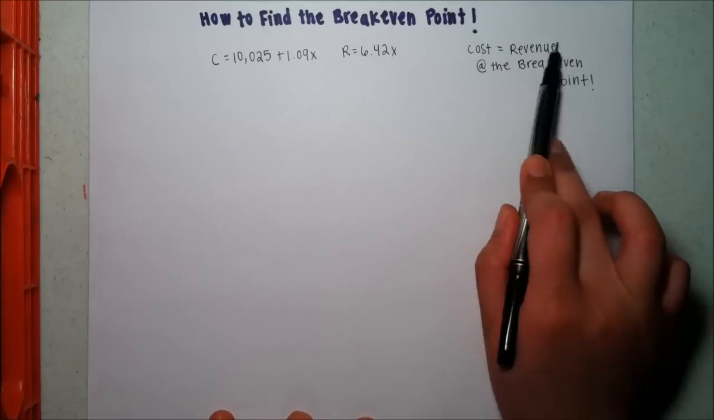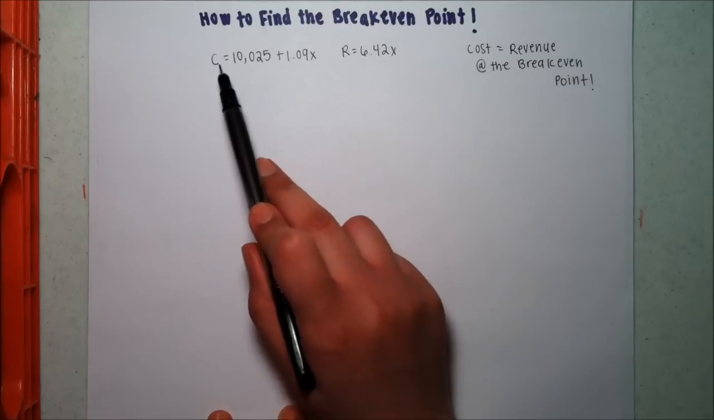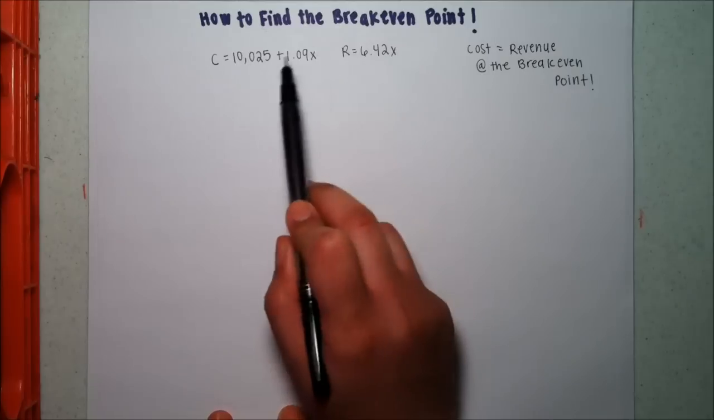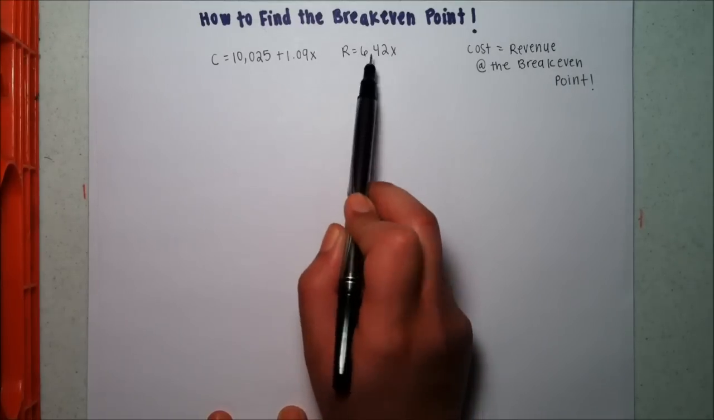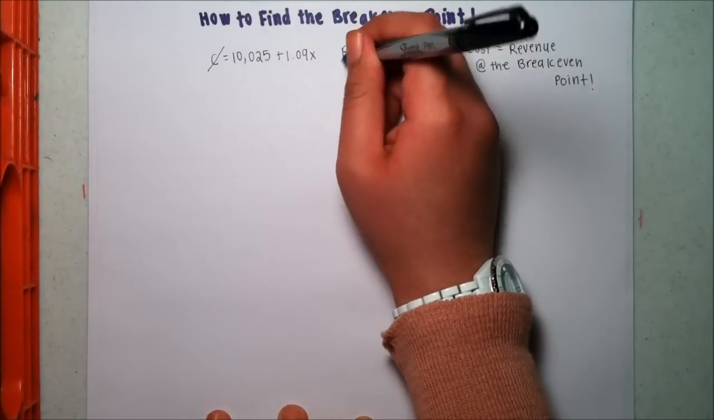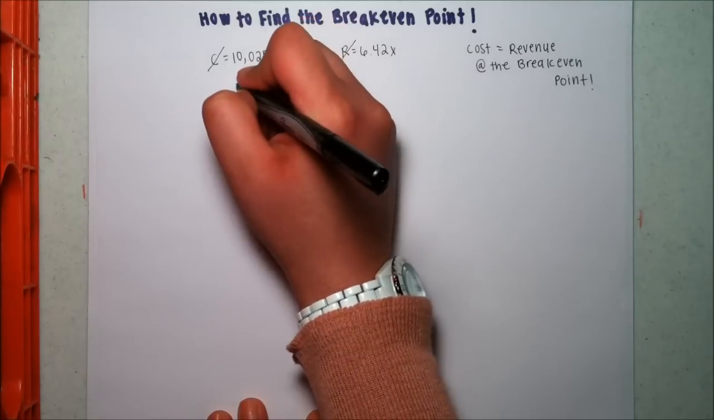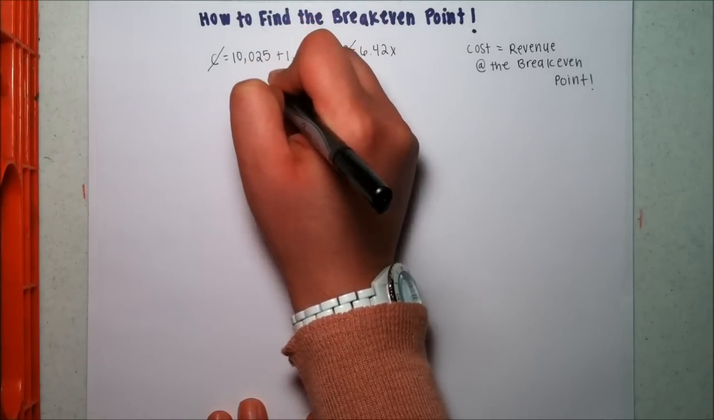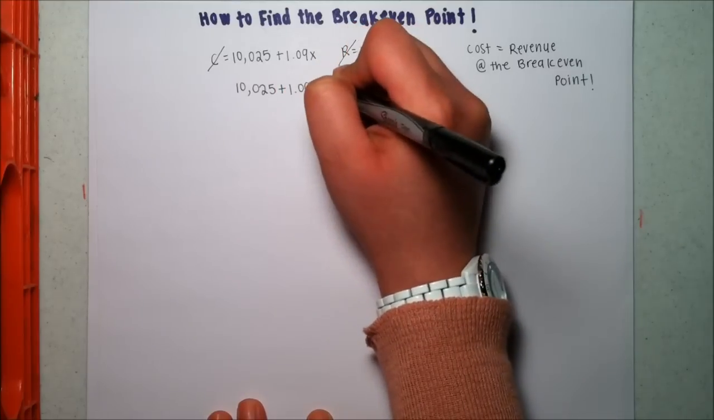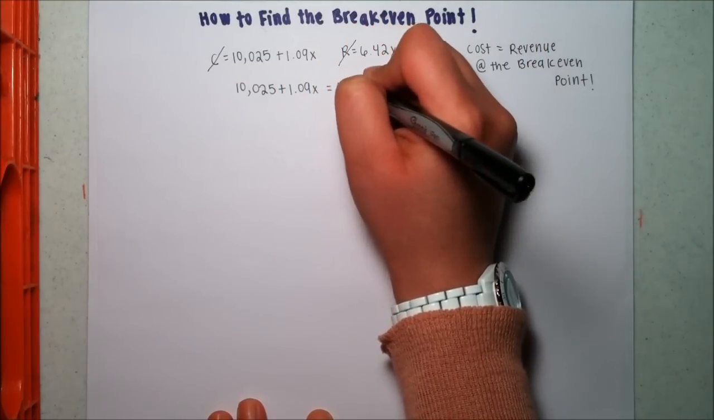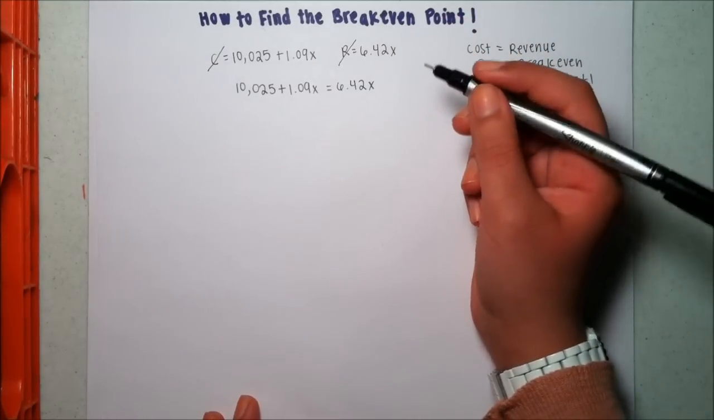So, what does this tell us about how we are going to solve this? Basically, if your C must equal your R, and this is your C equation, and this is your R equation, then to find the break-even point you must set these equations equal to each other. So you can forget about the C and the R here, because these were just used to label the equations. You can just set both of these equal to each other. So you have 10,025 plus 1.09x is equal to 6.42x. Now if you solve this equation, you can find your break-even point very easily.